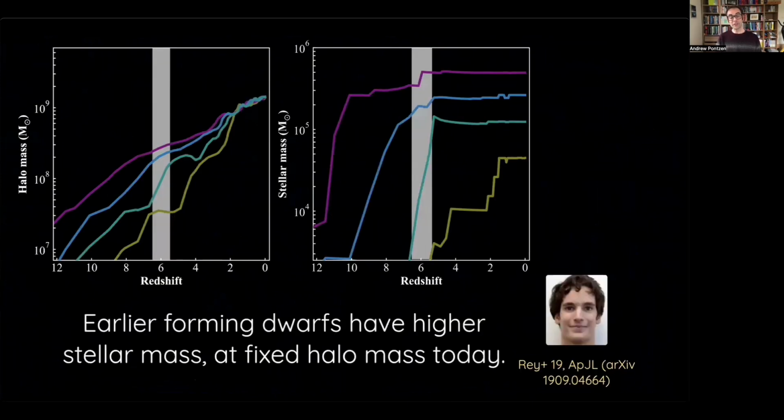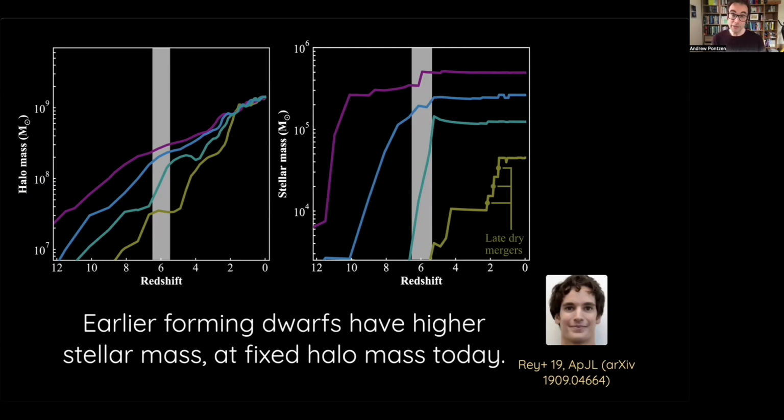And so you can actually see this if we plot the stellar mass as a function of time at fixed overall dynamical or halo mass. You actually get a dex of scatter or so in the predicted stellar mass from these simulations, depending on exactly when they collapsed relative to reionization.